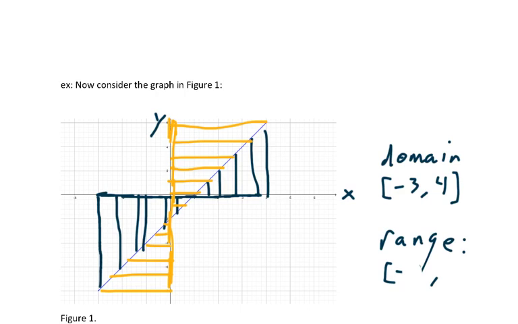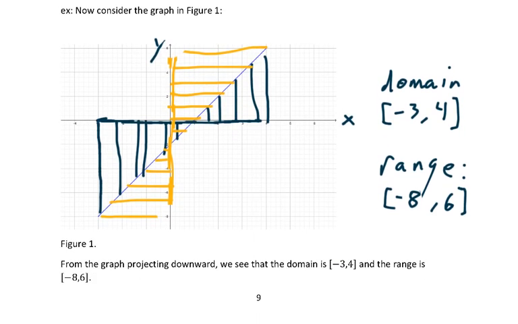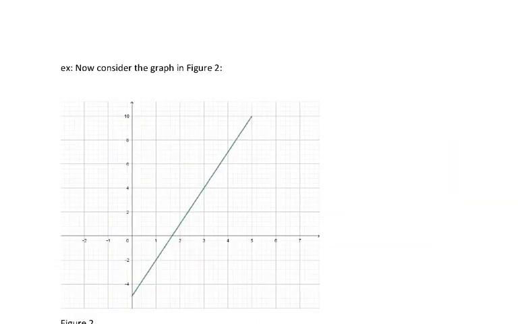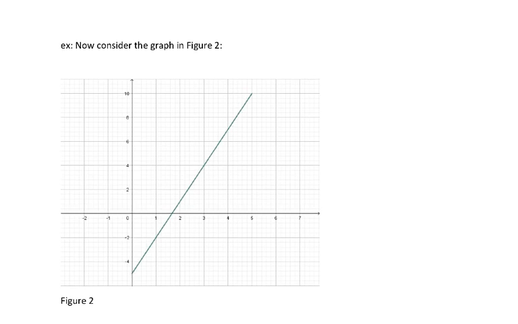Actually, you know what? Let me erase a little bit here. So we get -8 to 6, as you can see. And in fact, that's what we get here. Good. So we have that example. Here's another one, same idea.